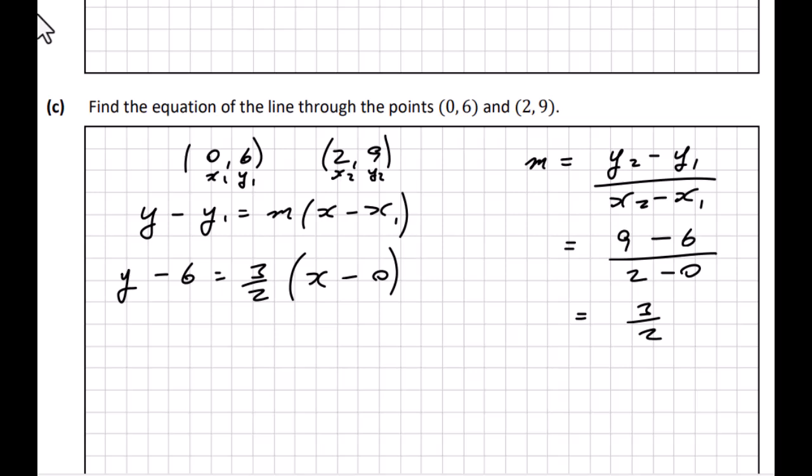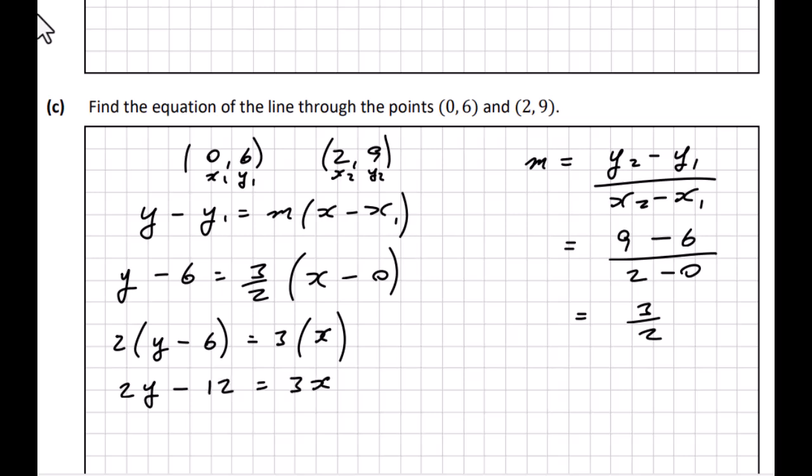So let's just simplify it a little bit. I'm going to take the 2 on the bottom of the fraction, 3 over 2, and bring it over to the other side. So I'm going to multiply, in other words, both sides by 2. That'll give me 2 times y minus 6. The 2 is gone, so I'm just left with 3 and the x minus 0. So multiply it out, you get 2y minus 12 is equal to 3x.